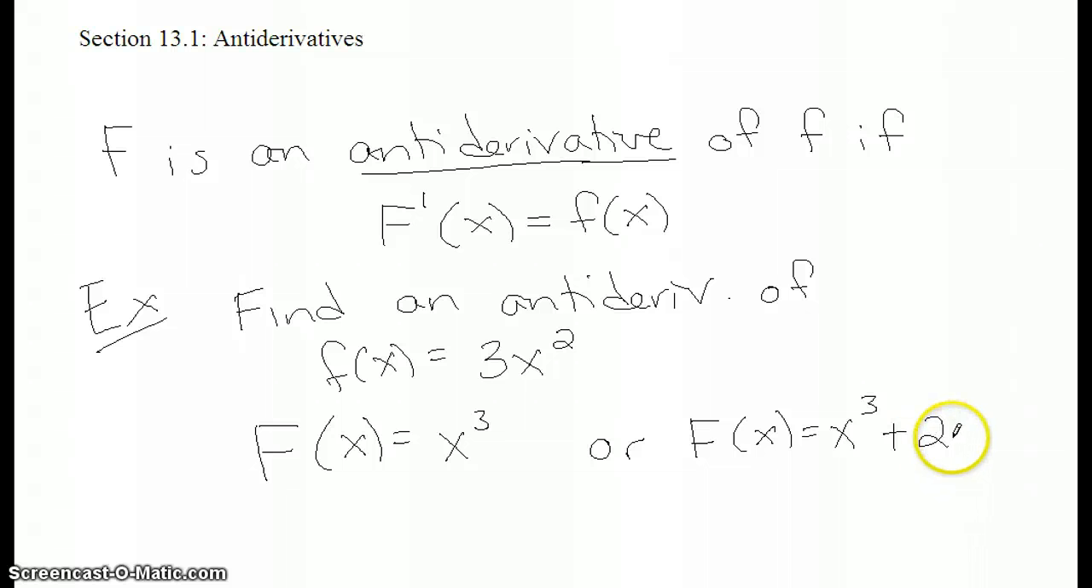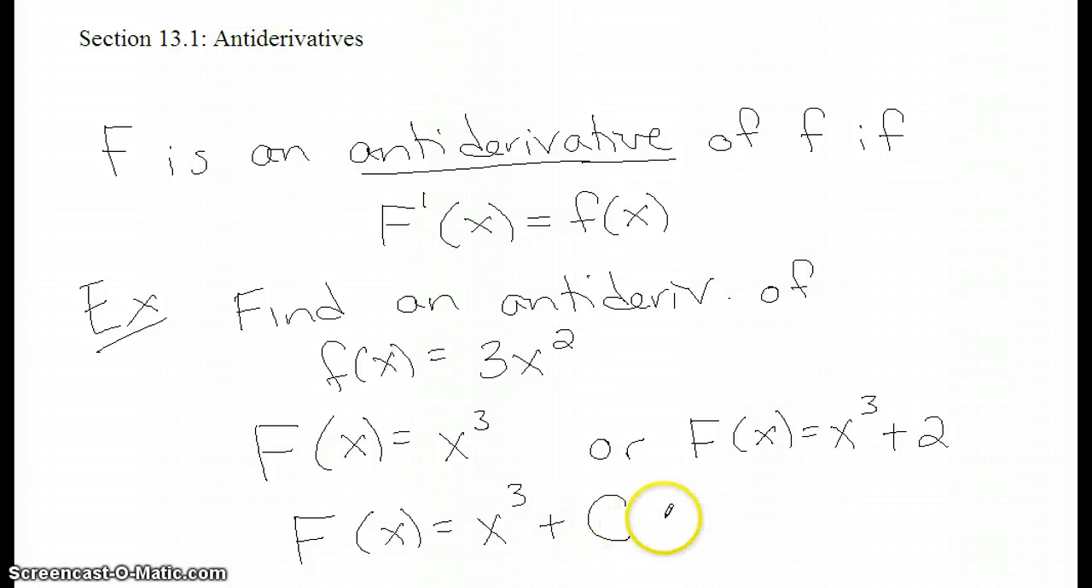I could have put any number besides 2 here. I could have changed this to anything. Over here there's really a plus 0, so I could have put any real number I want. The derivative of that term will always be 0, which means that the derivative of x to the third plus a number is going to be 3x squared. So really, we could say that an antiderivative of 3x squared would be anything of the form x to the third plus some constant c, where c is a real number.